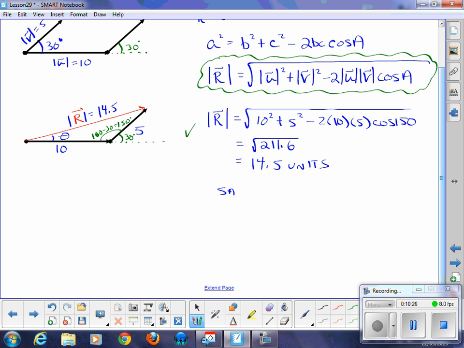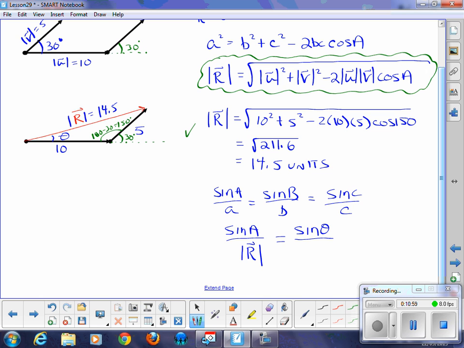So we know that sine A over side A equals sine B over side B, which is equal to sine C over side C. That's not the formula you're going to put on the cheat sheet. You are going to put the sine of angle A, which is from up above, that's the 150 degrees, over the magnitude of the resultant, equals, and in this case we just need to know the sine of theta, that's what we want to find, divided by the magnitude of V. All right, and that will find the angle of the resultant for you.